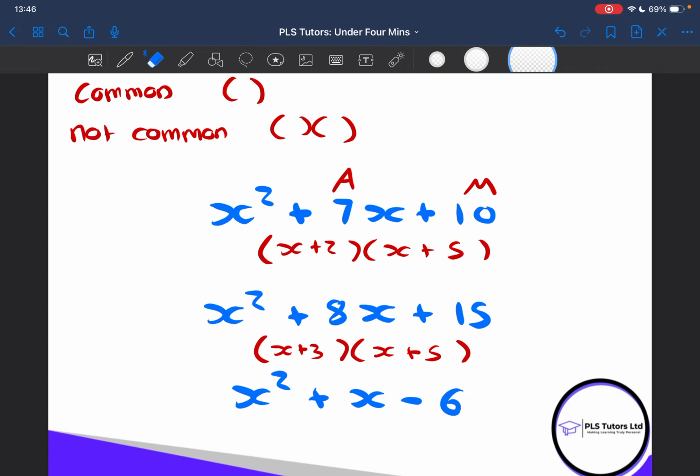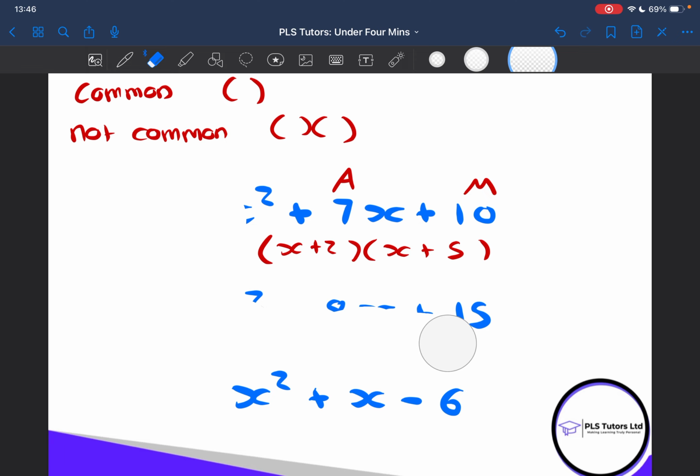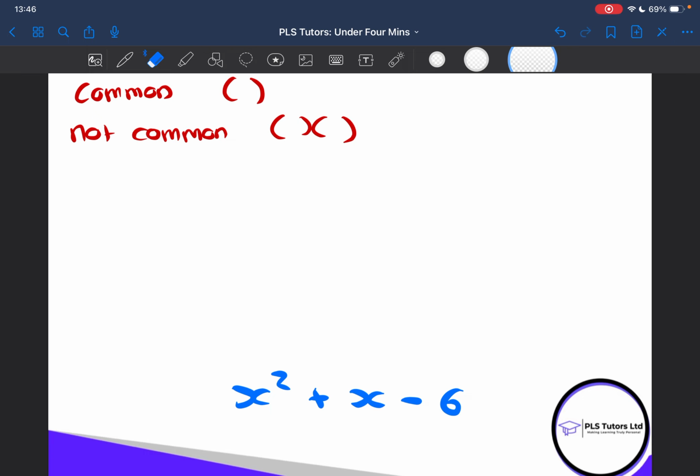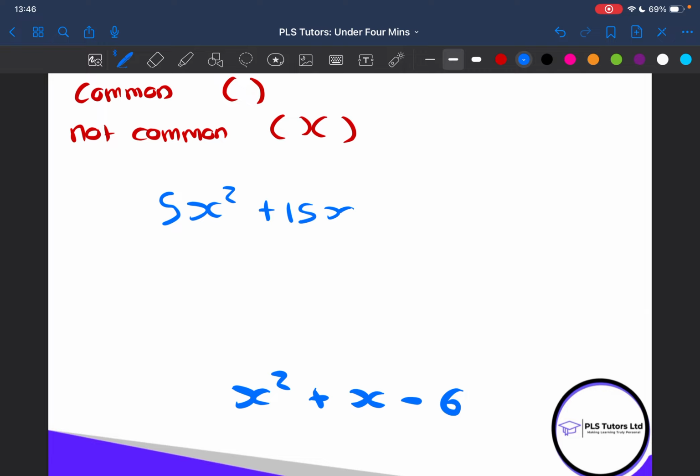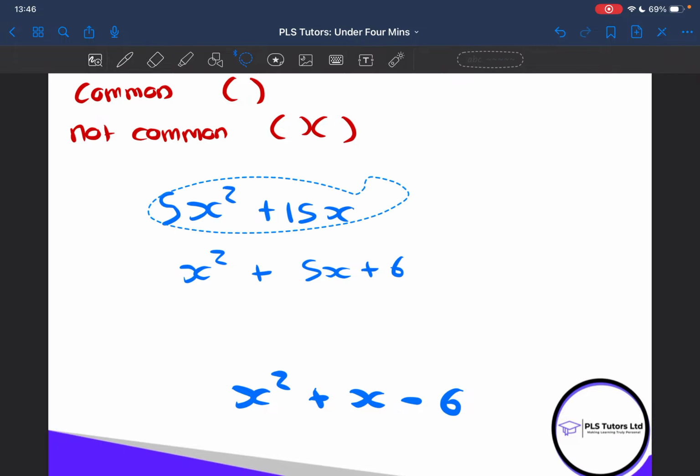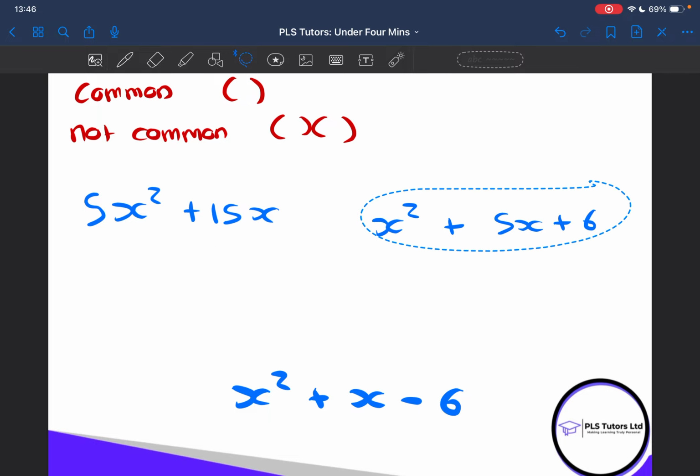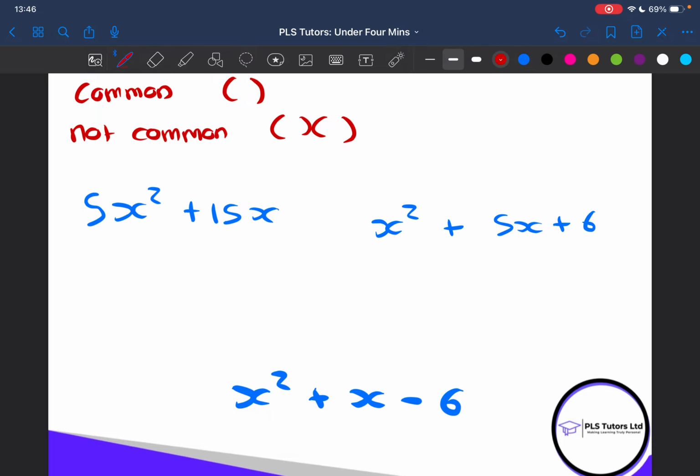Okay, right, before we do the last one, let's recap what we just did. So if we have, let's say, 5x squared plus 15x, and we have x squared plus 5x plus 6. Okay, so two types of question. Let's go through them. We're looking to factorize each one.